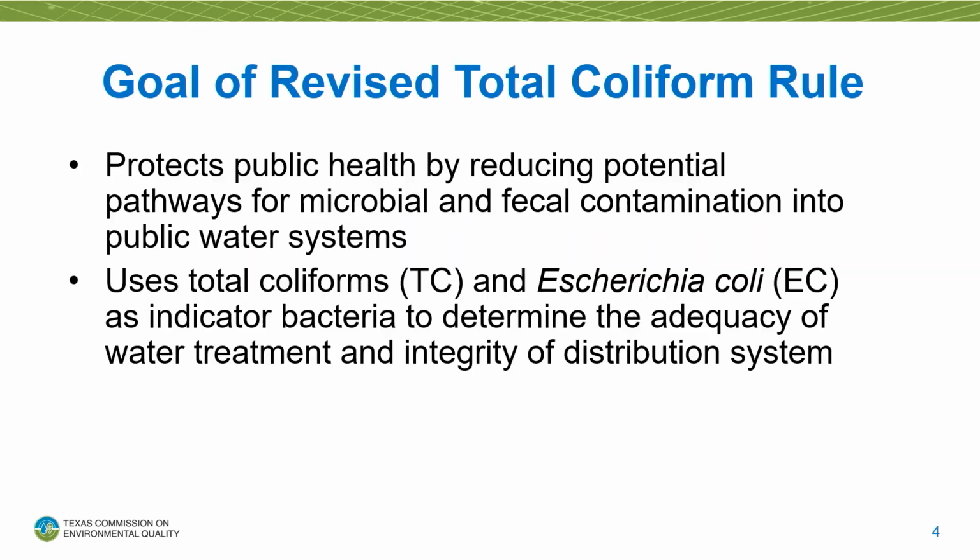So for coliform sampling, the goal of the revised Total Coliform Rule is to protect public health by reducing potential pathways for microbial and fecal contamination into the public water systems through the use of total coliforms or E. coli as indicator bacteria to determine the adequacy of water treatment and the integrity of the distribution system.